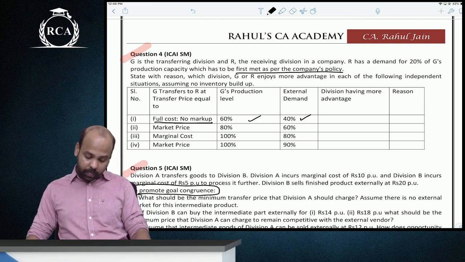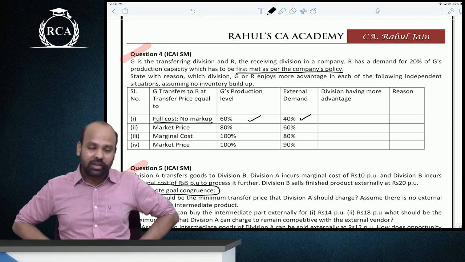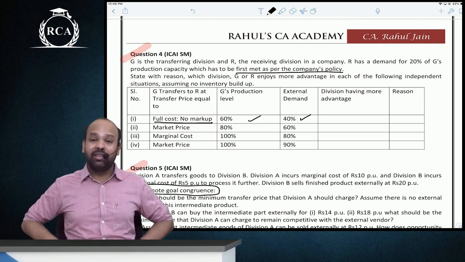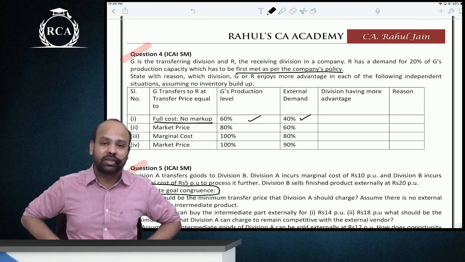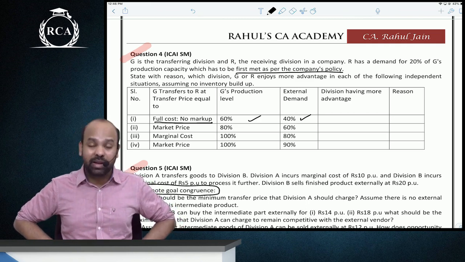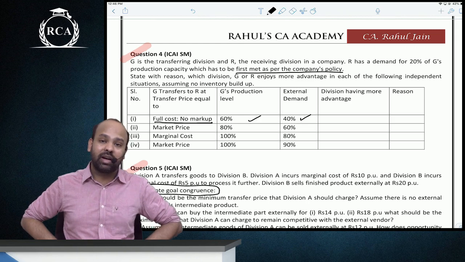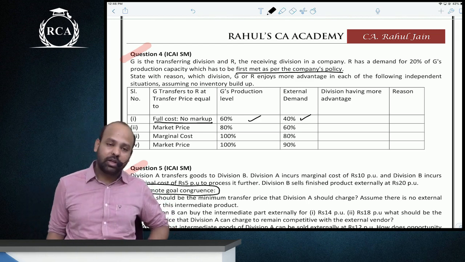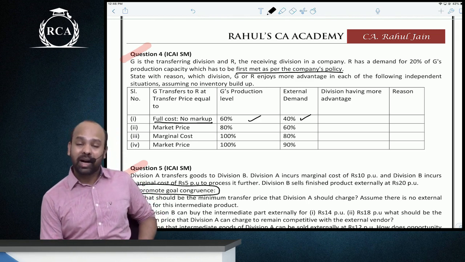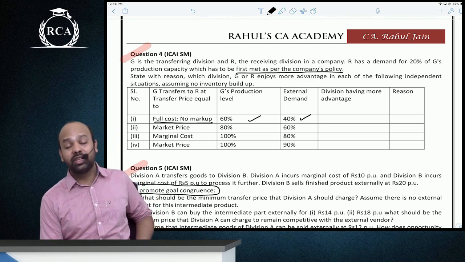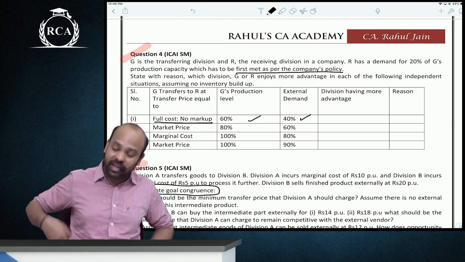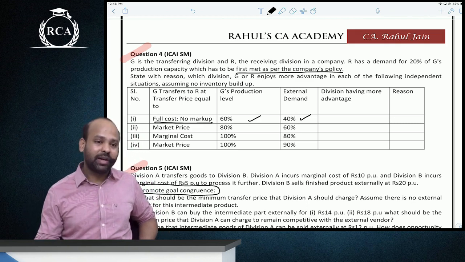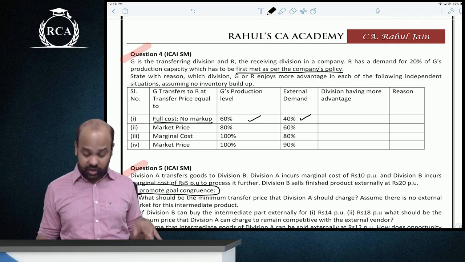Understood, sir? Third one, beta, marginal cost, 80% to 100%. He's recovering exactly his incremental cost here. Again, we have spare capacity of 20% and he's recovering exactly equal to marginal cost. So because he's recovering only marginal cost here, you will say division R undoubtedly has an advantageous position, guys.